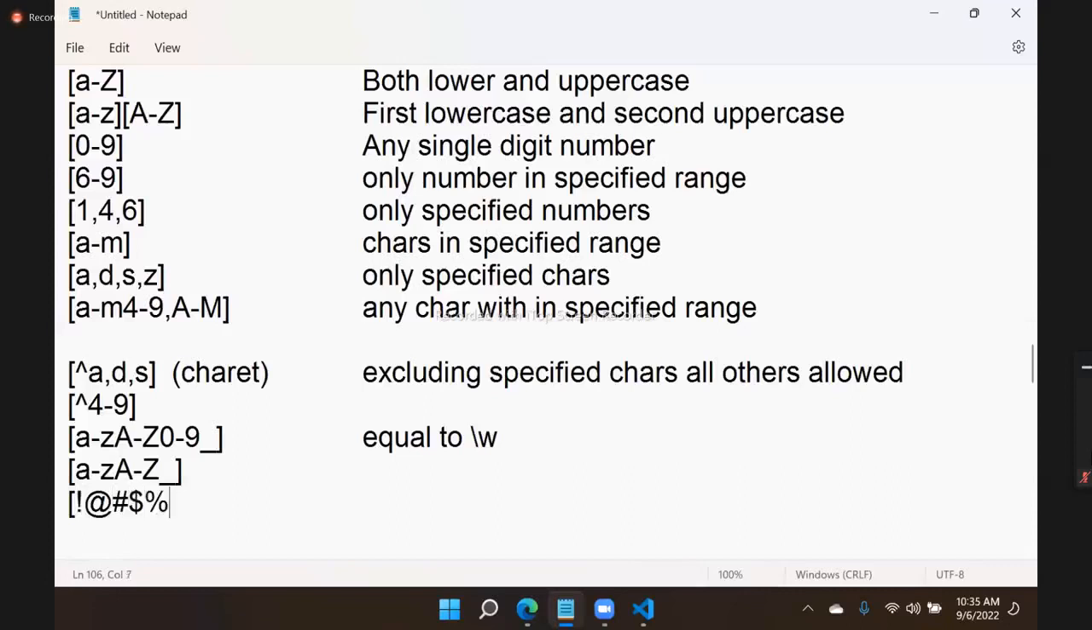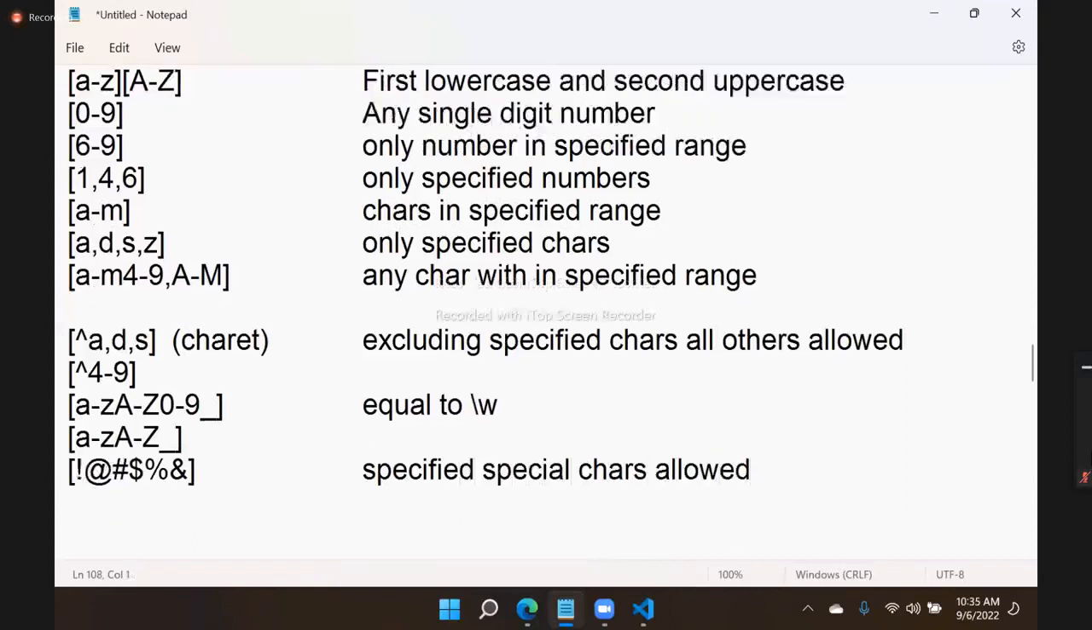What does this mean? This indicates specified special characters. Understand? Only specified special characters are allowed. If you want to allow special characters, then you have to use the combination in this way. That is specified special characters. That means you can allow only these characters.